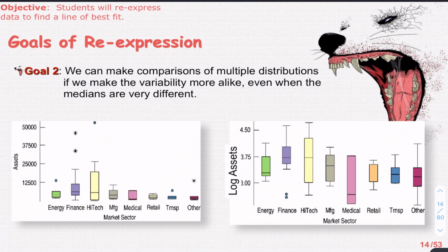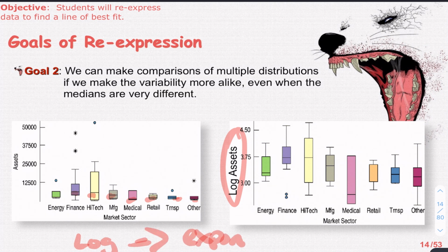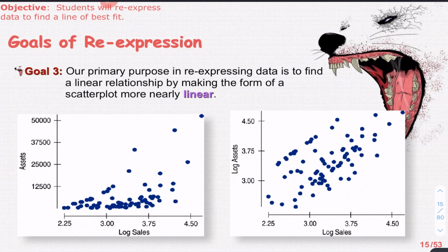Goal number 2, we can make comparisons of multiple distributions if we make the variability more alike, even when the medians are very different. So take a look. Our medians could be drastically different from stage to stage. But again, by taking the log of assets, it concentrates things because logs are only looking at exponents. And so we're comparing exponents, which shrinks the numbers so they're easier to compare.